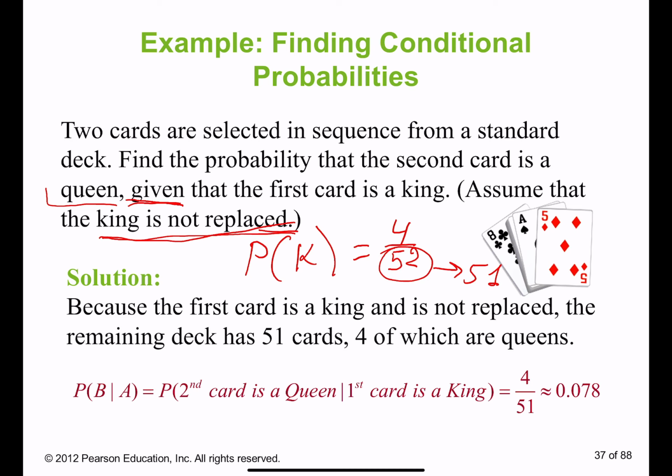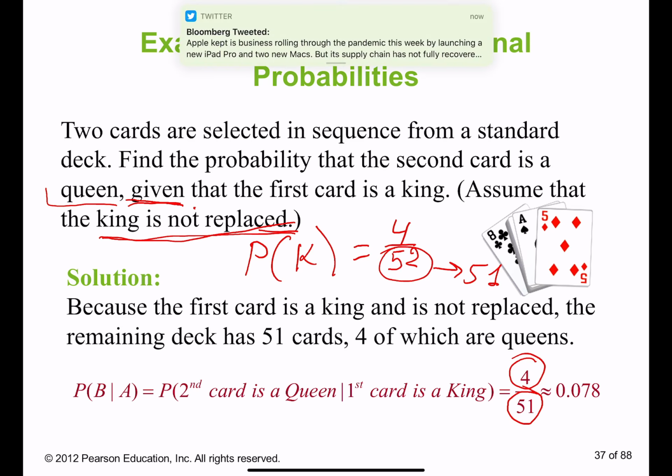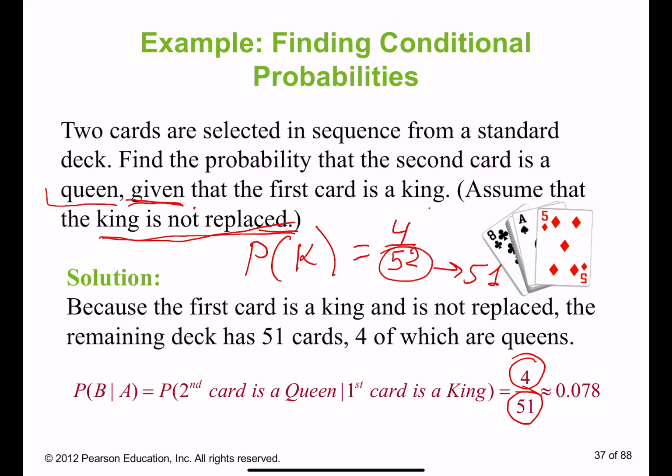So what's the probability that the second card is a queen? How many queens do we have? 4, correct? But the 4 is going to be among 51 cards, not 52, because the condition was that the first card was a king and it has not been replaced. So therefore it will be 4 out of 51. All right.